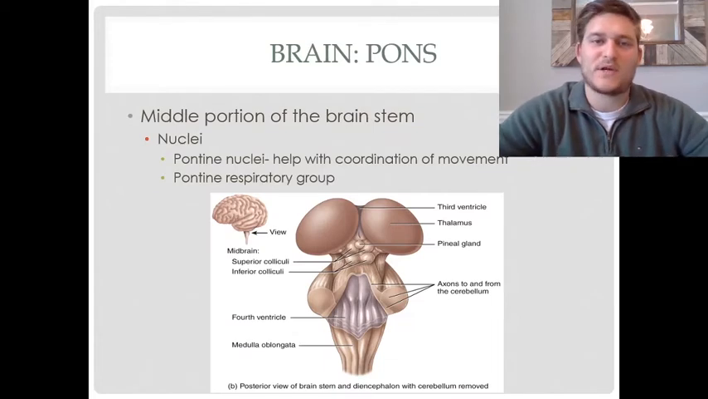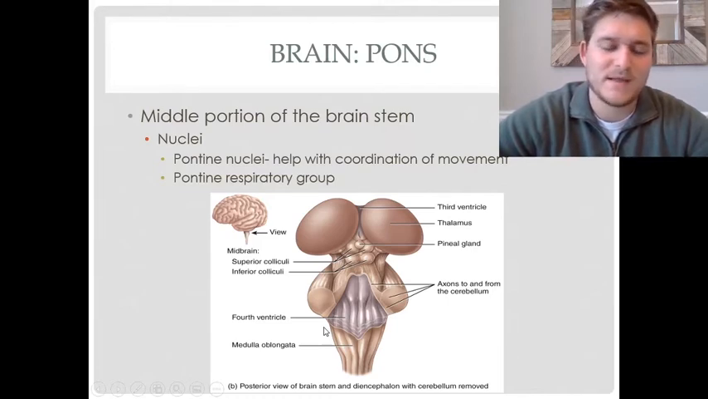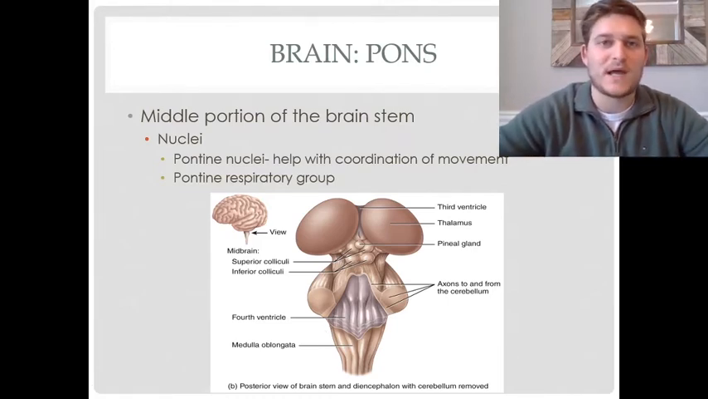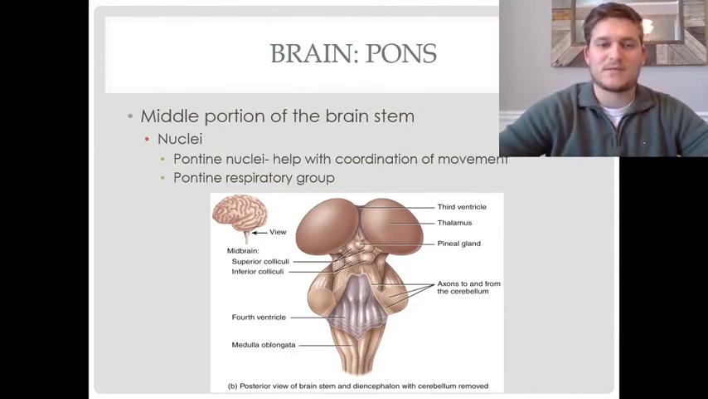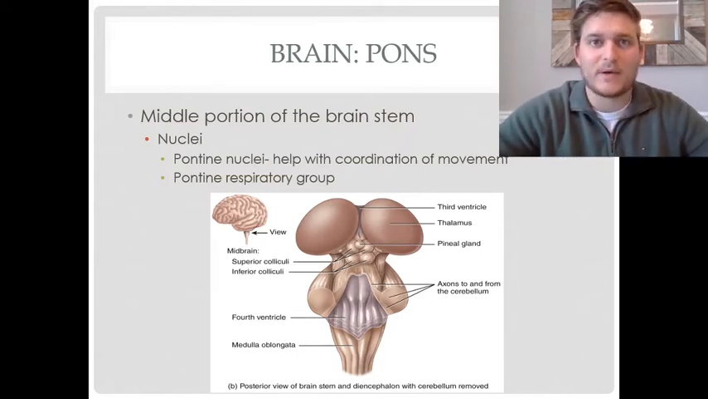Another section of the brainstem is called the pons, and you'll see that's the middle here within our brainstem, and we have the pontine nuclei, which again play a role in coordination of movement, and then the pons also contains what's called the pons respiratory group, which is going to help regulate our breathing pattern.